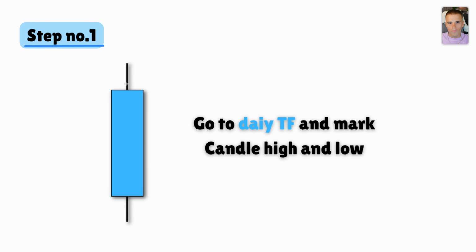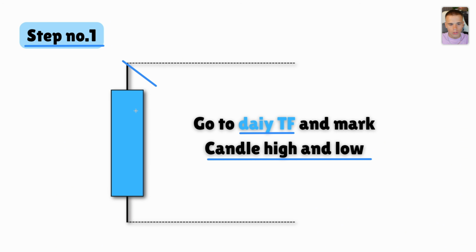So step number one for this model is going to be to go to the daily time frame. So basically each candlestick is going to represent 1 day in the market. You are going to mark out the candle high and the candle low. So what that is basically is a candle's wick to the upside and a candle's wick to the downside. And that is basically all you need to do for the first step. So all you need to do is mark out this kind of range or this kind of box on the daily time frame and basically off to step 2.